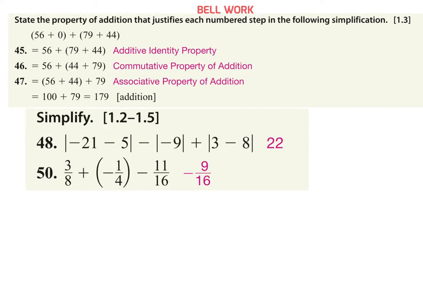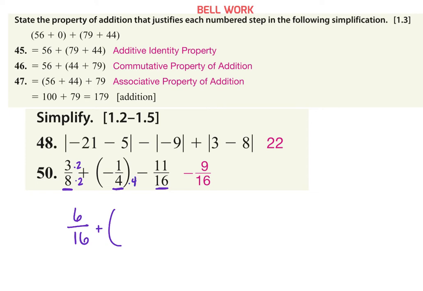Question. So let's look at this one. We're going to get a common denominator. Our common denominator here is 16, right? All three of those numbers go into 16. So I'm going to multiply the top and bottom here by 2 to get 16 there. 3 times 2 is 6. 8 times 2 is 16.